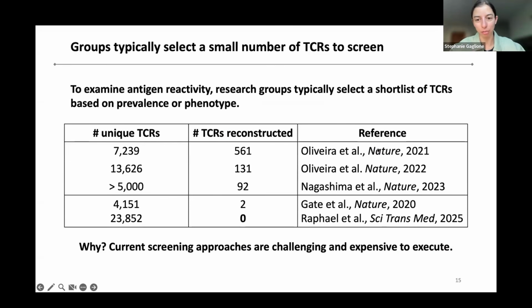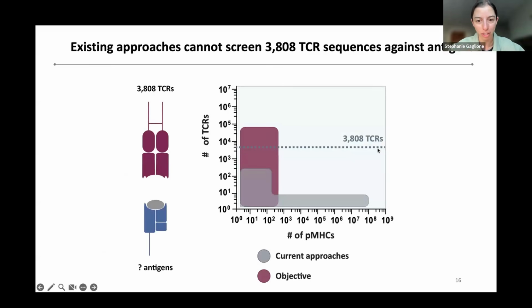If you're confronted with a similar type of data set, the typical approach here is to select a short list of TCRs. You would pick the most expanded, you would pick the ones that are exhausted or activated, cytotoxic, whatever cell state we found to be the most important. And the reasoning, I think, is largely that current screening approaches are challenging and expensive to execute. And so for a similar type of question, you would probably pick a tool that allows you to screen many hundreds of TCRs against many antigens.